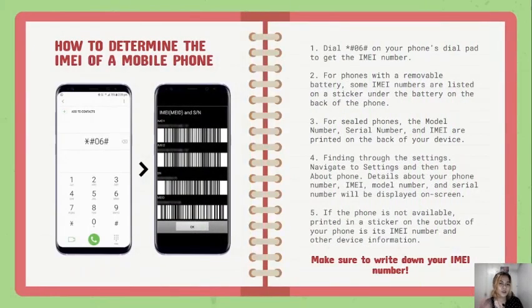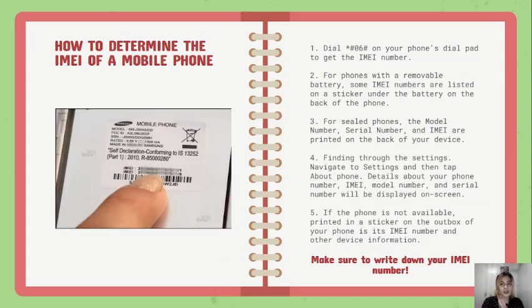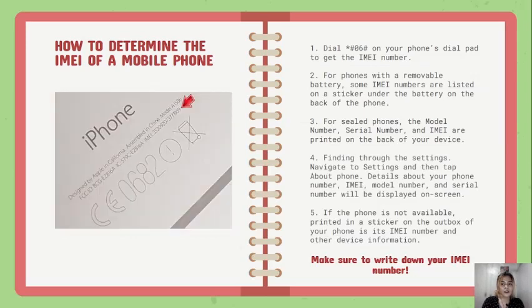So what are the different ways to determine the IMEI of a mobile phone? First, we can dial asterisk, number sign, 06, number sign on your phone's dial pad to get the IMEI number. Or for physical checking, for phones with a removable battery, we can check the sticker under the battery on the back of the phone, since most of them have the IMEI numbers. Or for sealed phones such as iOS or Apple phones, the serial number and IMEI are printed on the back of your device.